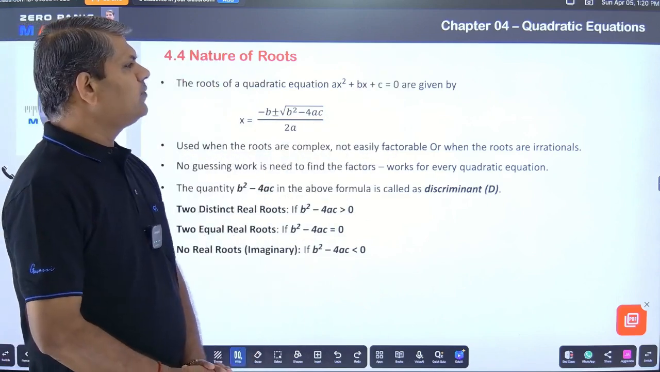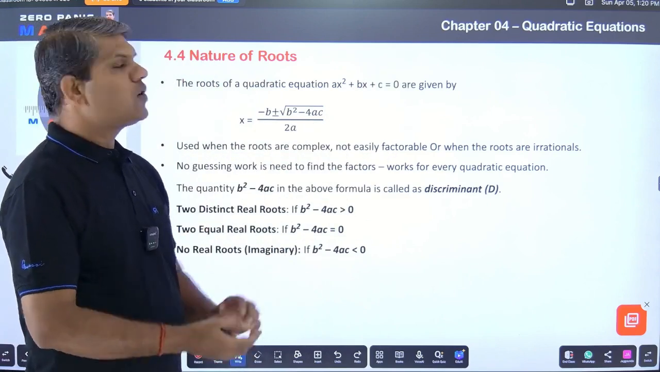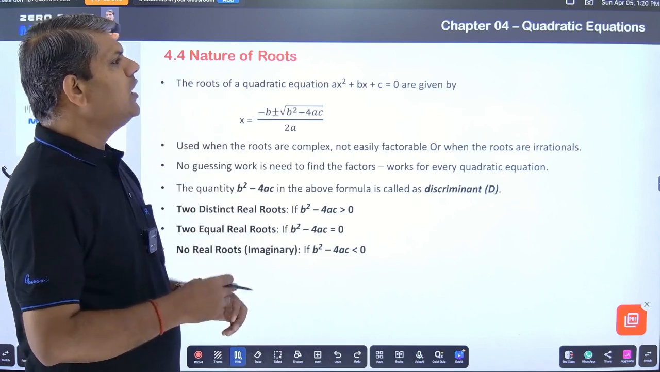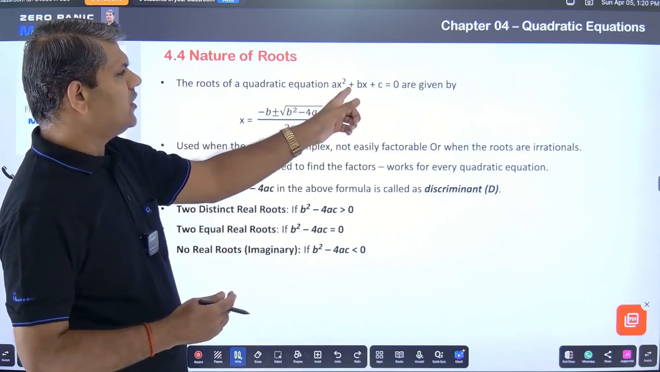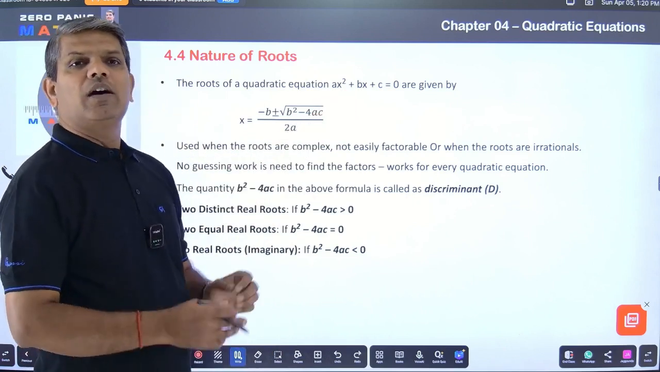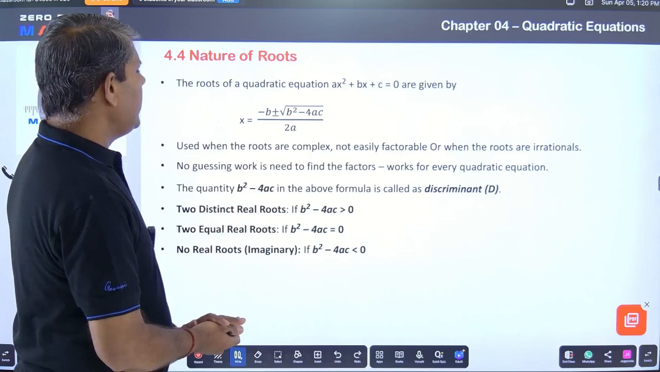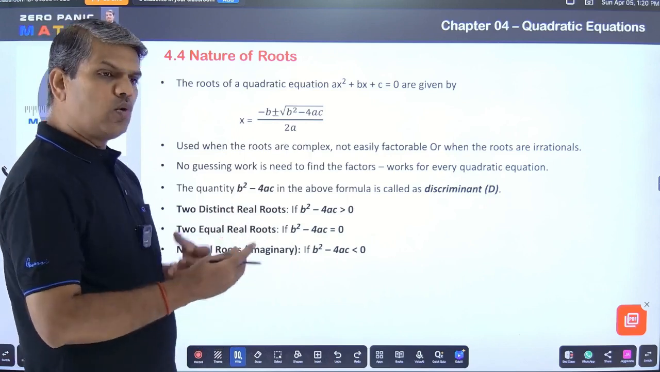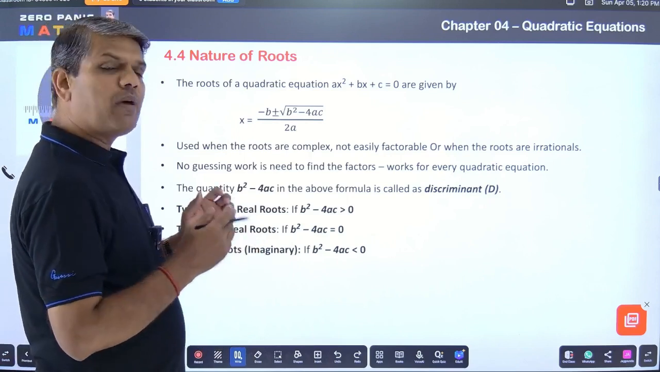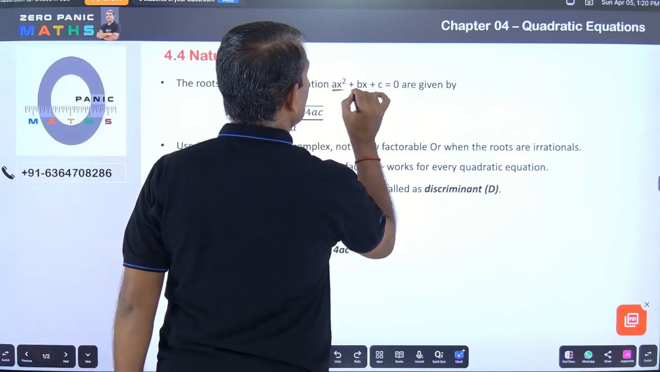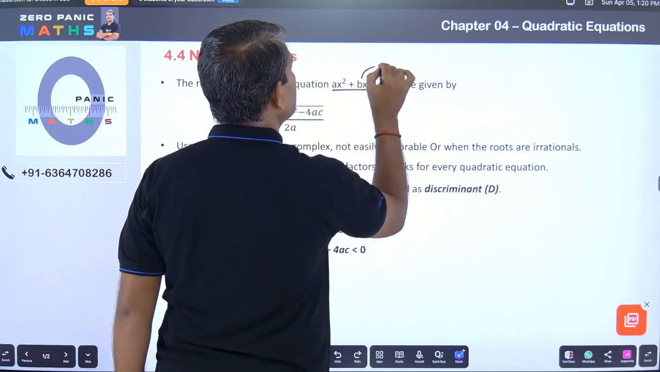In this session, let us continue our discussion on finding out the nature of roots of a quadratic equation. In the previous sessions of chapter 4, we have discussed how to find the roots of a given quadratic equation by the factorization method. When we found the roots by factorization, we followed a rule, that is splitting the middle term, right?